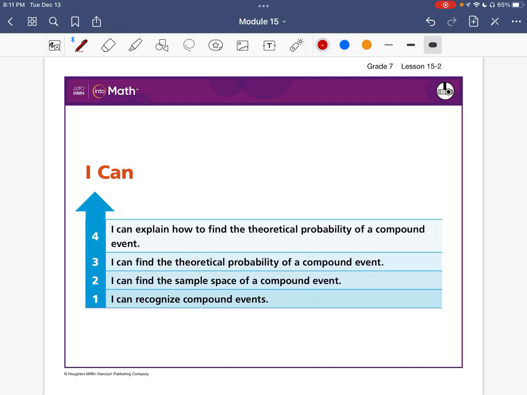Here is grade 7, module 15, lesson 2. Our I can statement for today is I can find the theoretical probability of a compound event.